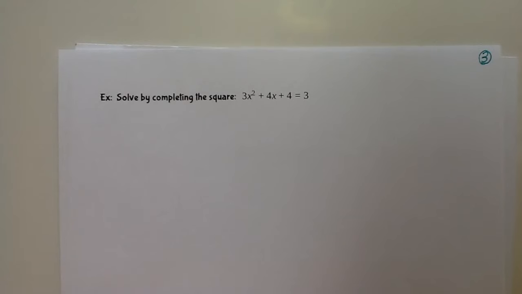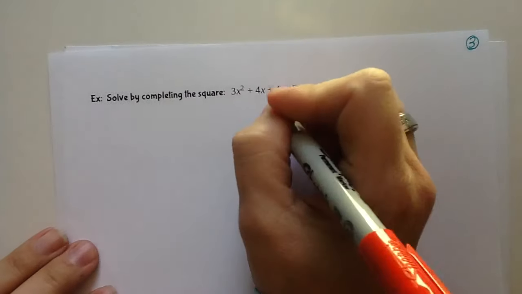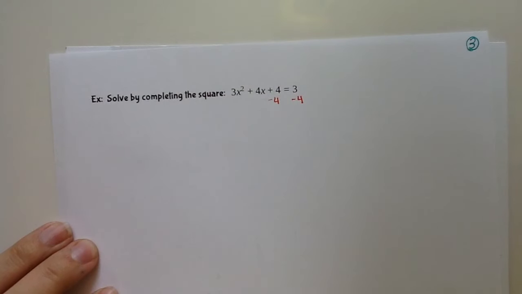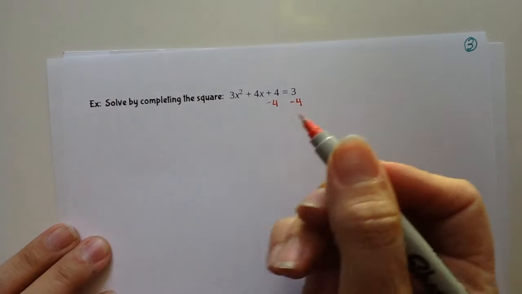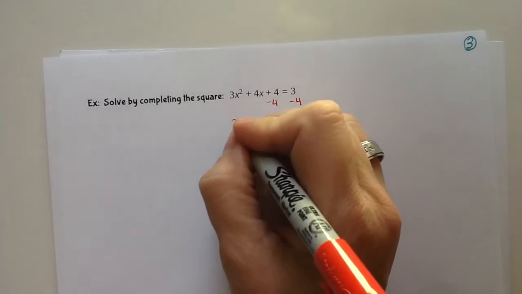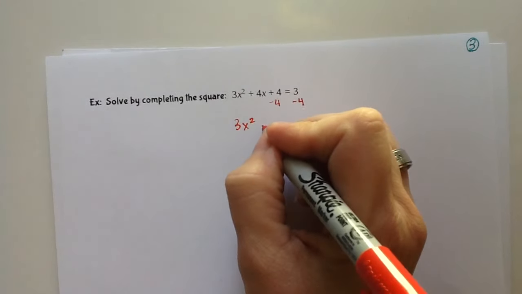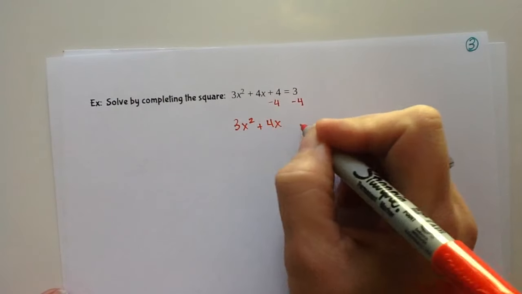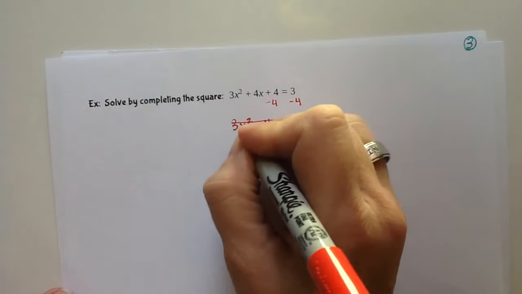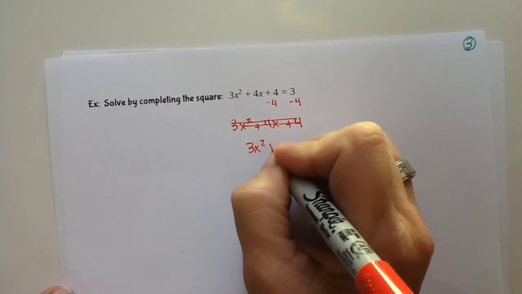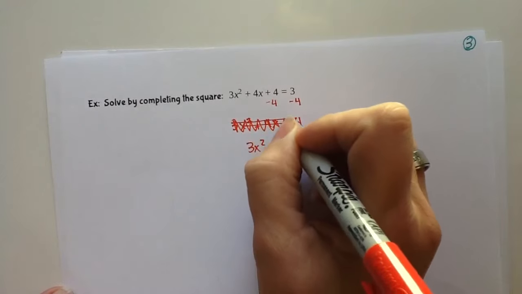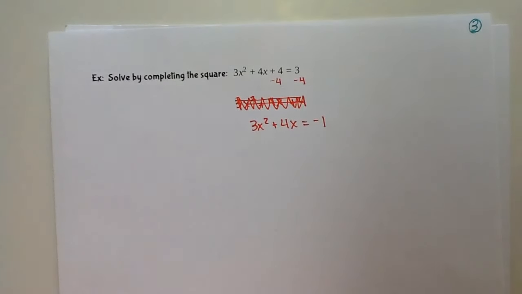So keep in mind our first step is going to be the same, to move the variables to one side and the numbers to the other. So I'll subtract that 4 over, and I get 3x squared plus 4x equals -1. We can pretend that never happened.